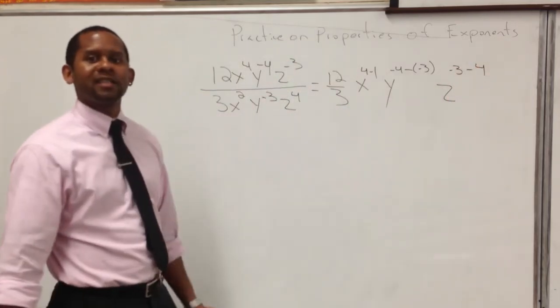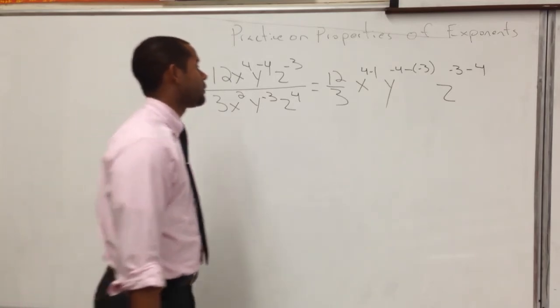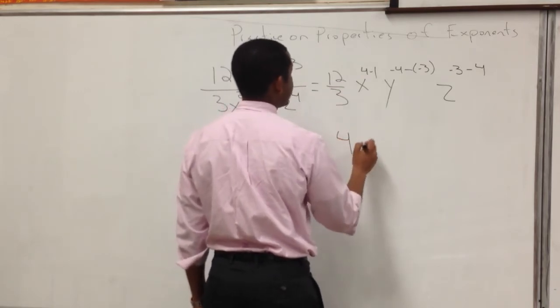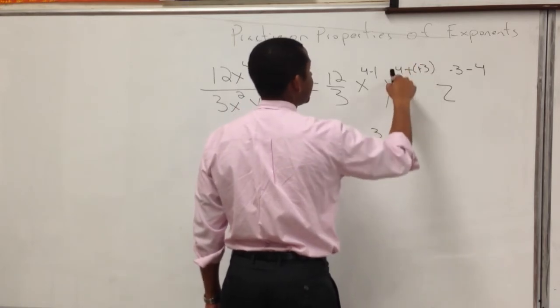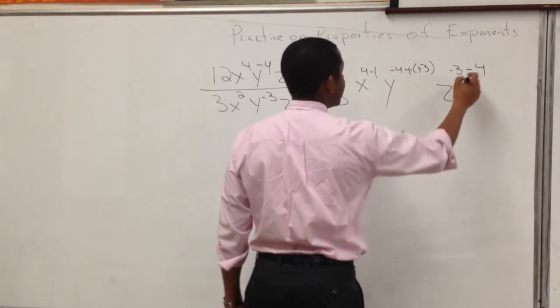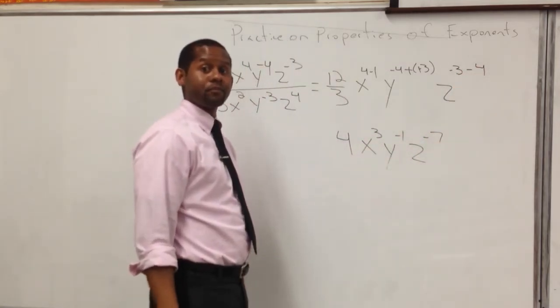That's my thought process. A lot of you all aren't writing this out, but you got to be aware. That's what you should be thinking. So 12 divided by 3 is just 4. X to 4 minus 1 is 3. Negative 4 and positive 3 is negative 1. Negative 3 and negative 4 is negative 7. So here's what I get.